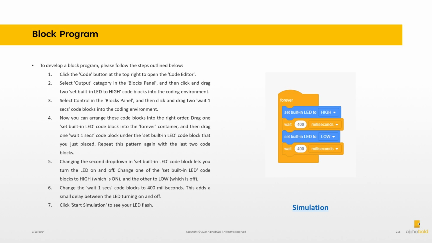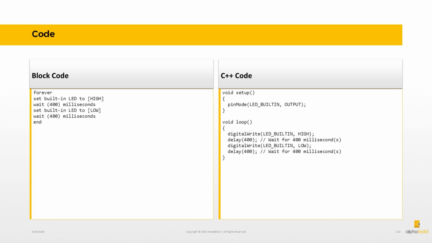Change one of the Set Built-in LED code blocks to high, which is on, and the other to low, which is off. Change the Wait 1 seconds code blocks to 400 milliseconds. This adds a small delay between the LED turning on and off. Click Start Simulation to see your LED flash. You can view the block code and equivalent Arduino C code here.